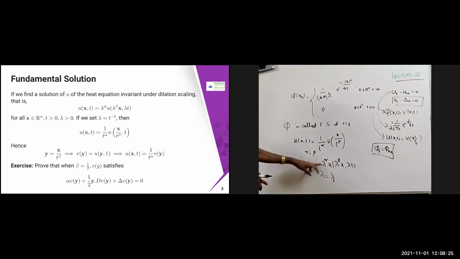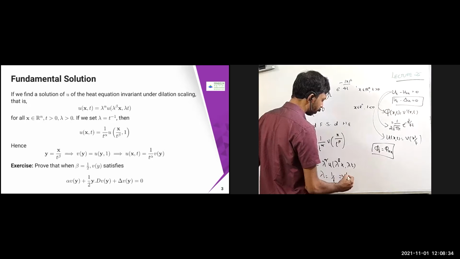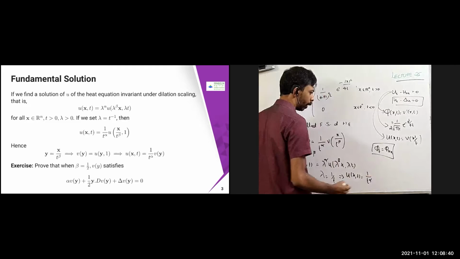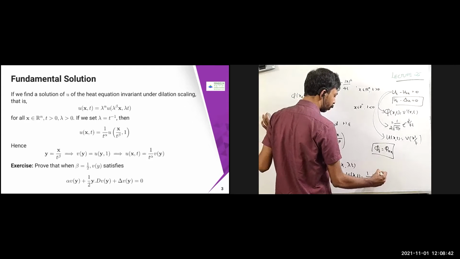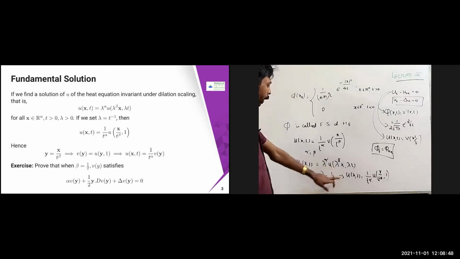Okay, because this is for any lambda, it should be true. So in this case, particularly lambda equal to 1 by t, it is going to be true. So then what I'm going to set is u of x comma t is going to become like 1 by t power alpha, almost a similar kind of setup, u of x by t power beta comma 1. I'm just keeping lambda equal to 1 by t, therefore it is going to become like this.